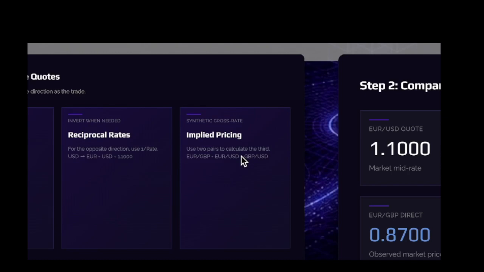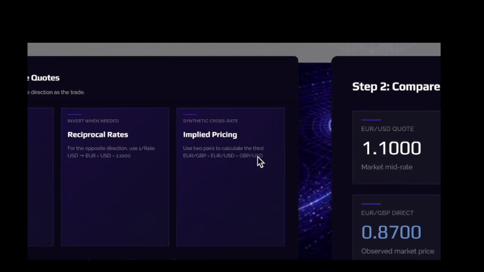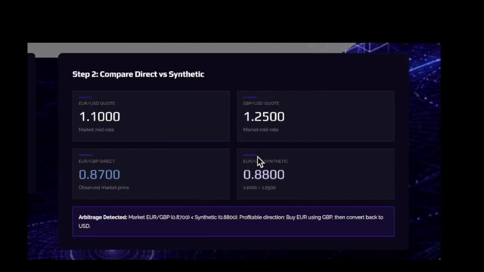We can also calculate a synthetic cross rate using 2 other currency pairs. For example, the implied EUR/GBP rate equals EUR/USD divided by GBP/USD. Once all rates are expressed in the direction of the intended trades, we can compare the direct rate with the synthetic rate. Step 2. Compare direct and synthetic rates.